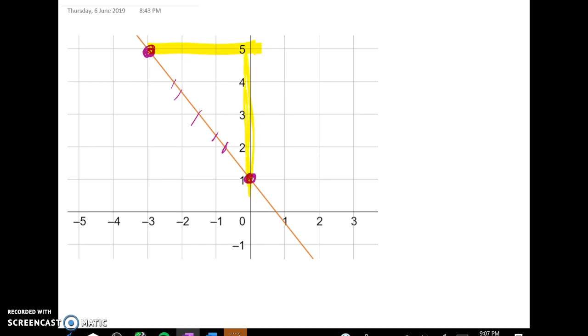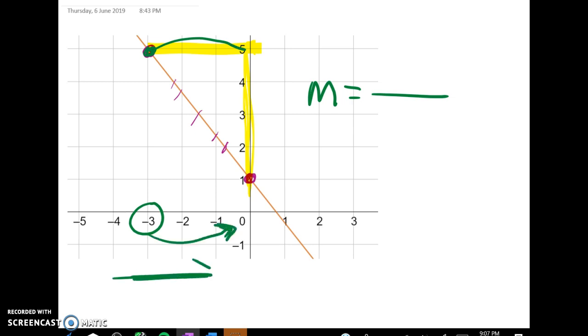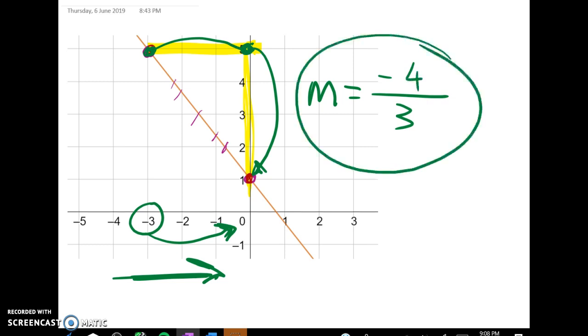M, very last gradient, m. What did I do for the out? Well, I went from here to here, right, from -3 up to 0. Always moving in this direction, guys. Okay, so that's 3. And then I went from 5 down to 1, which is -4. So my final gradient is -4/3.